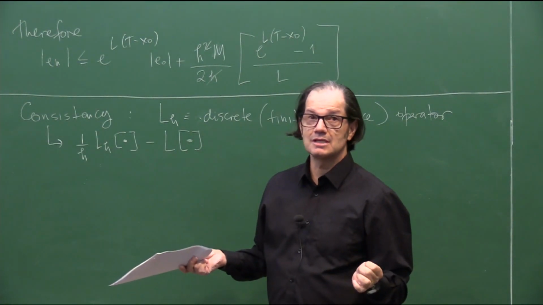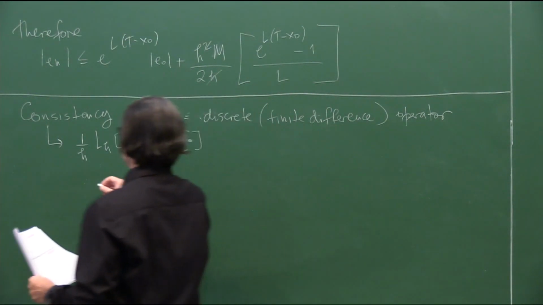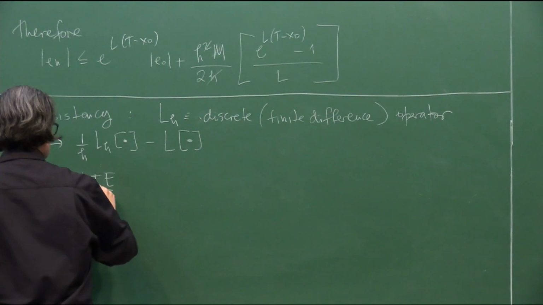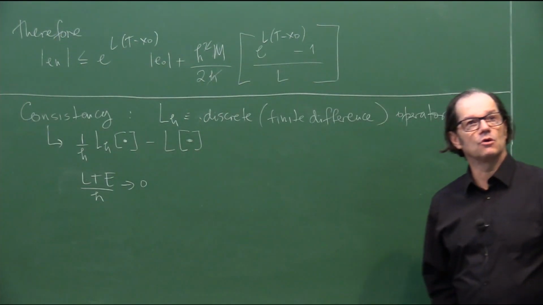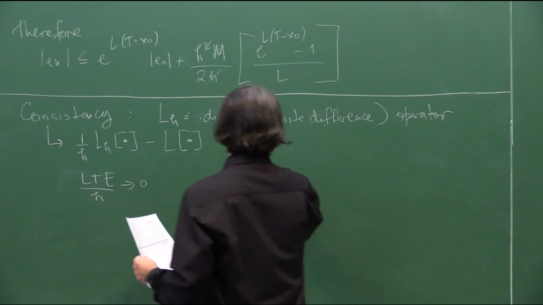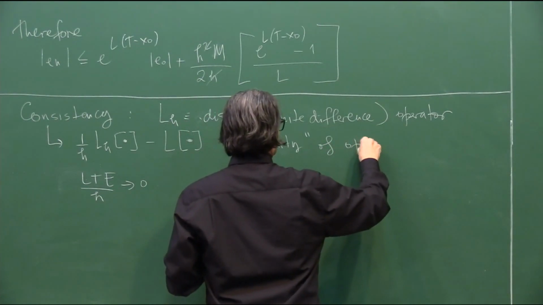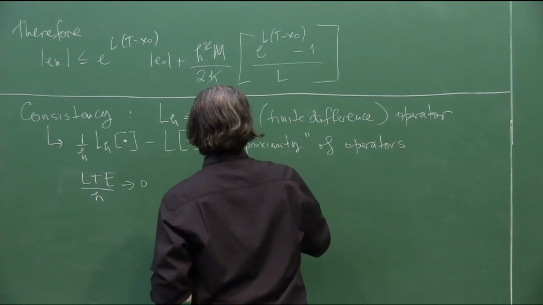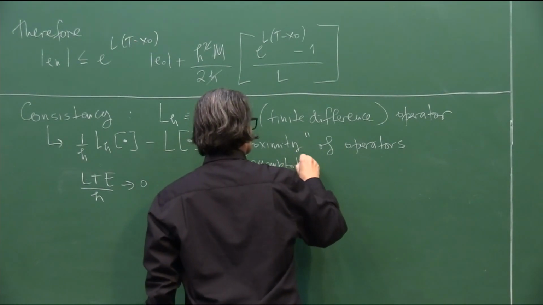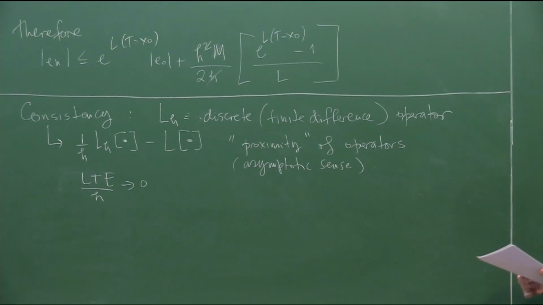We prove convergence here in an easy case, but it's not that easy always. So this is one way of seeing consistency. The other one is also seen sometimes like this: the local truncation error divided by h goes to 0. So this means some sort of proximity, in an asymptotic sense. This guy will converge to that guy.